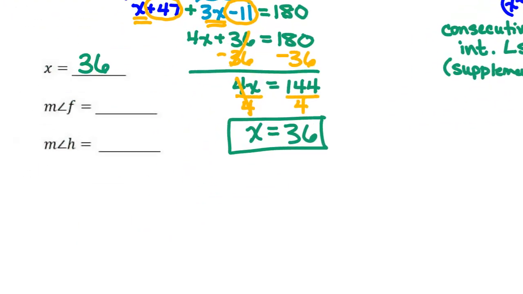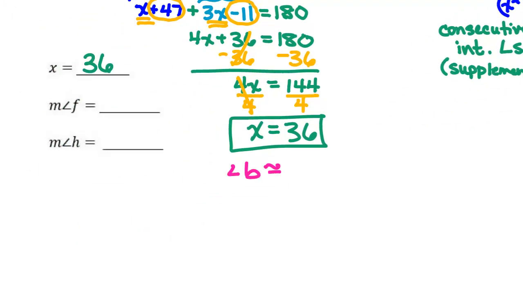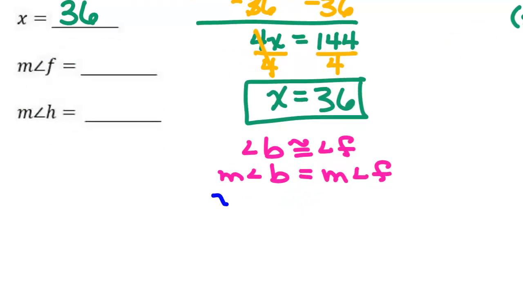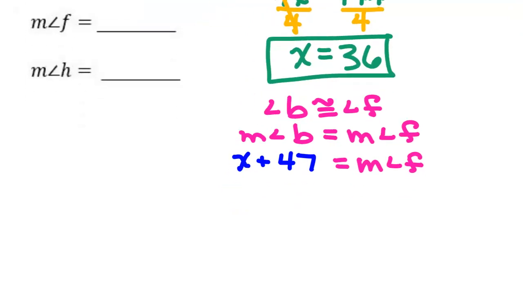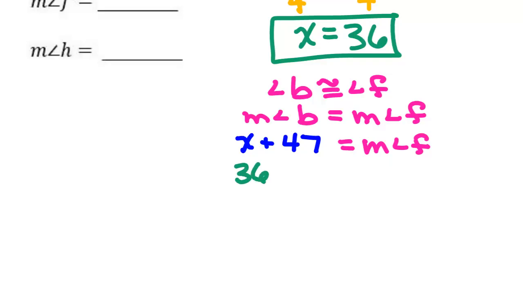So I can say angle B is congruent to angle F, which means the measurement of angle B is equal to the measurement of angle F. And of course, angle B is x plus 47. So x plus 47 equals the measurement of angle F. And we figured out that x is 36. So I do 36 plus 47 equals the measurement of angle F. Well, what is 36 plus 47?